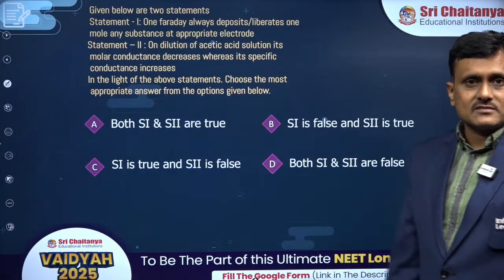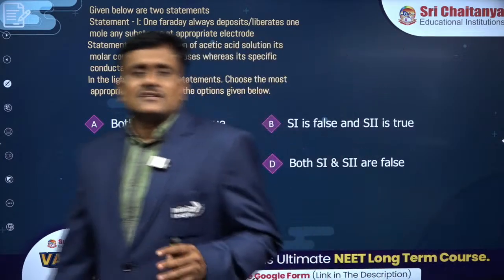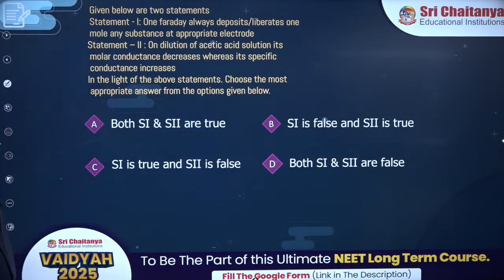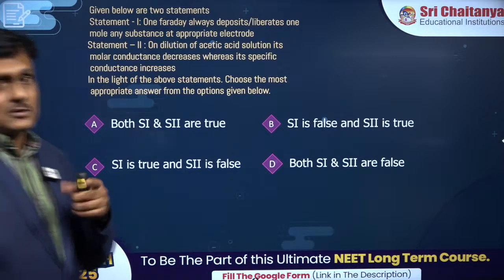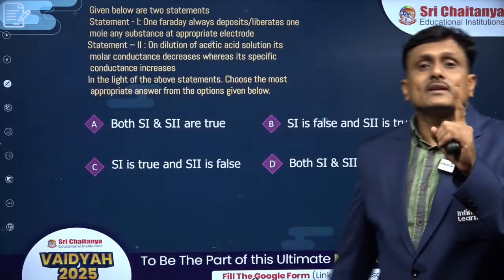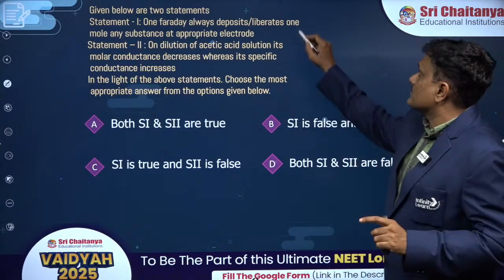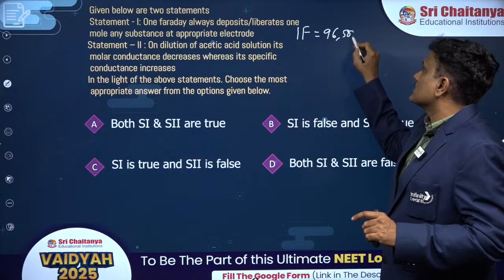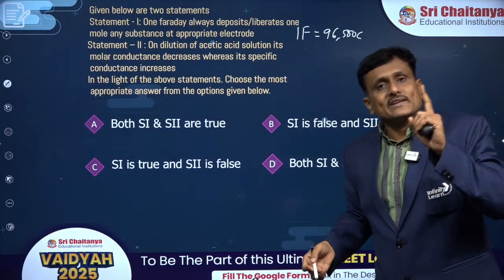1 Faraday. Look at the electrochemistry question. Since we are scared of physical chemistry, let's emphasize there. 1 Faraday always deposits or liberates 1 equivalent of any substance at the appropriate electrode. Remember, not 1 mole, 1 equivalent. Always remember, 1 Faraday, which is equivalent to 96,500 Coulomb, will deposit 1 equivalent.